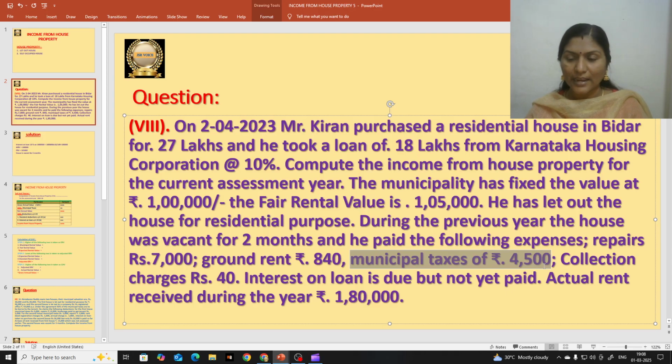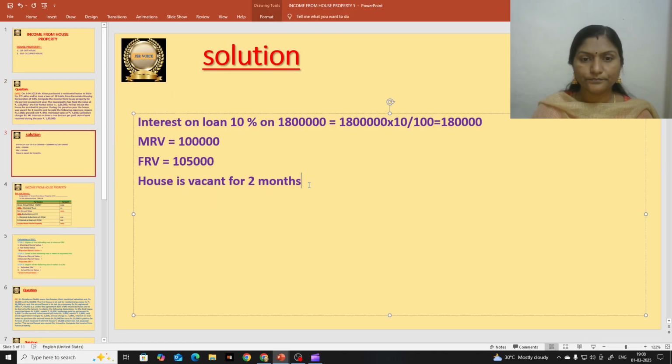They did not say anything here regarding municipal taxes, whether it is due or paid. Then we can assume that it is paid. Remember this point, students. Whenever municipal taxes information is not given, whether it is paid or due, then we can assume that it is paid, and we can give it as deduction. How much is it? 4,500. So here in this problem also they did not mention whether municipal taxes are paid or due. Then we can assume that it is paid and we can allow it as deduction. Let us take it into the solution.